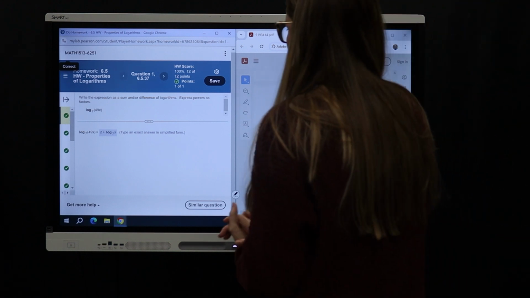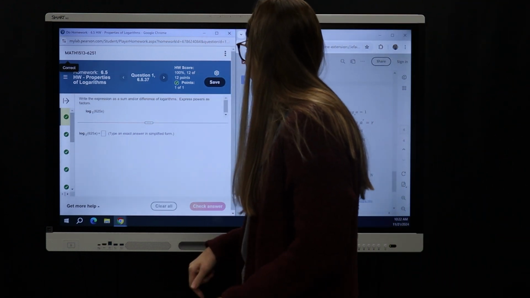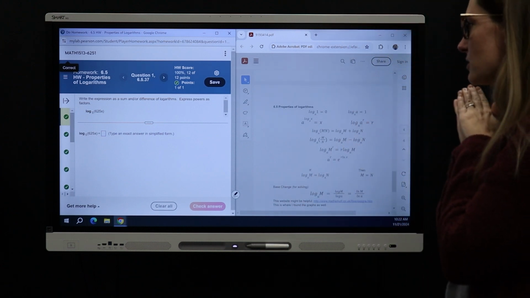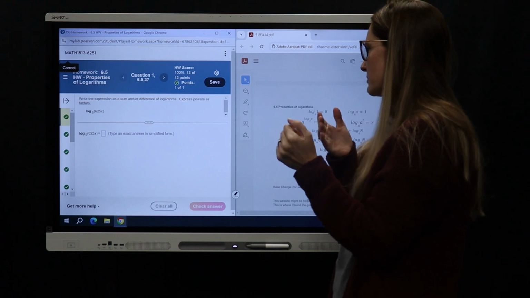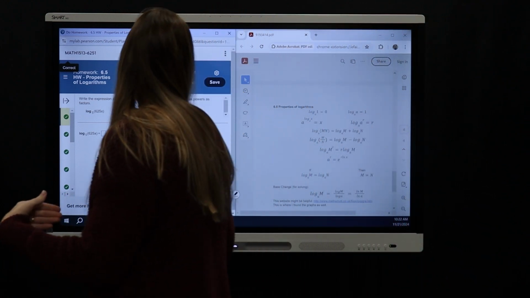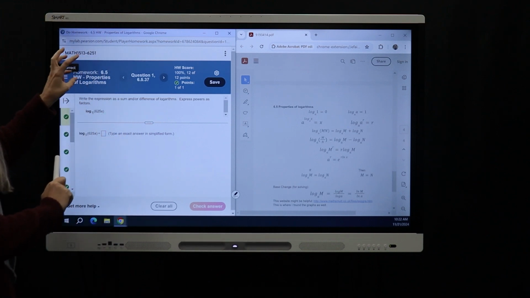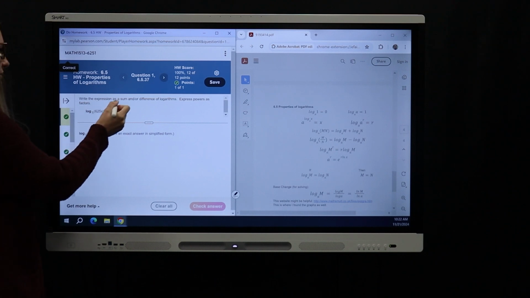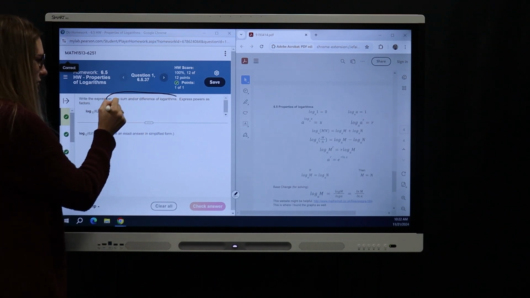Okay, so starting with number 1, they're telling us in the directions, write the expression as a sum and or difference of logarithms. Express powers as factors. We don't have any powers on this one. It'd be your exponents, your powers. But we're using the sum and or difference of logarithms.